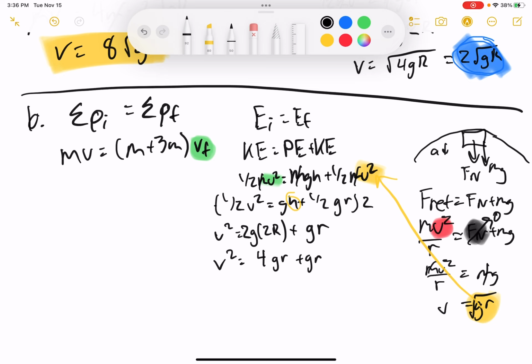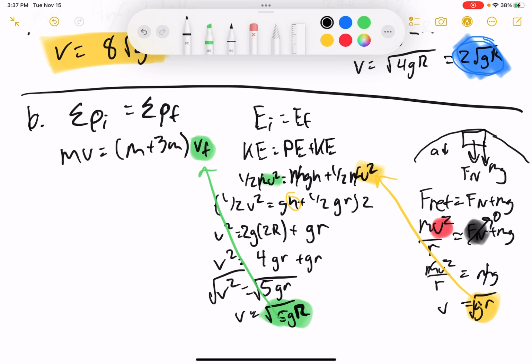Okay, so this would be v squared equals 4gr plus gr, so this equals 5gr. v squared equals 5gr, and then I'm going to take the square root of both of these. So v equals square root 5gr. Okay, now I found this final velocity, and I can go ahead and plug it in here. So we're making progress slowly but surely.